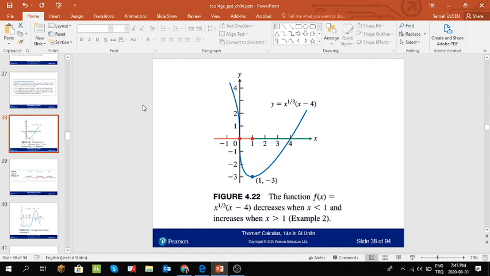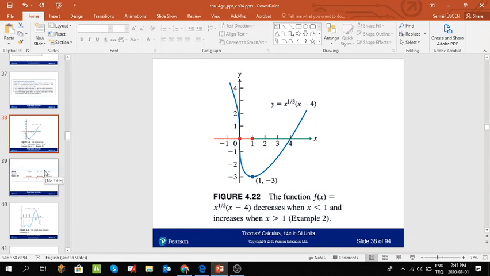Okay, so let's look at this example too in our book. y is equal to x to the 1/3, x minus 4. Of course, the graph is given. If the graph is given, it's easy, right? So you can easily see that the function is decreasing till 1, and then the function is increasing afterwards. So it is easy.